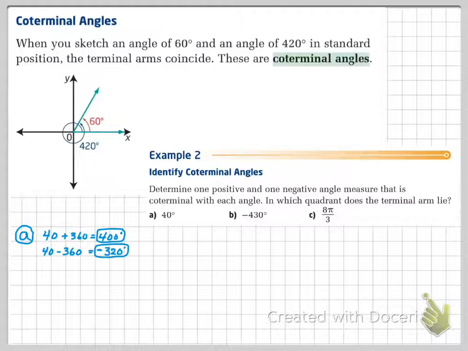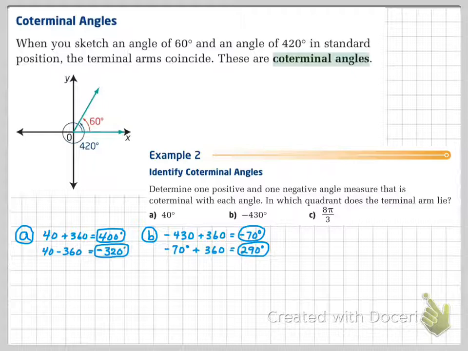Let's look at B, negative 430 degrees. Well, if we started with negative 430 degrees and added 360 degrees, I'd be at negative 70 degrees. Now, if you want a positive angle, I can start with negative 70 degrees and add another 360, and that will take me to positive 290 degrees.